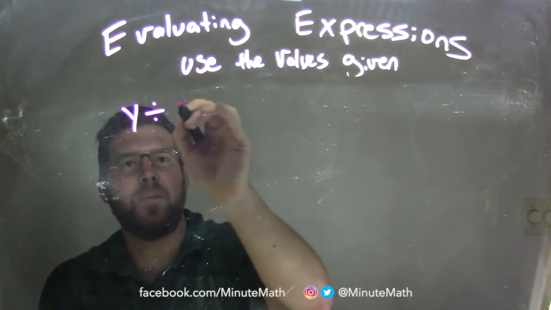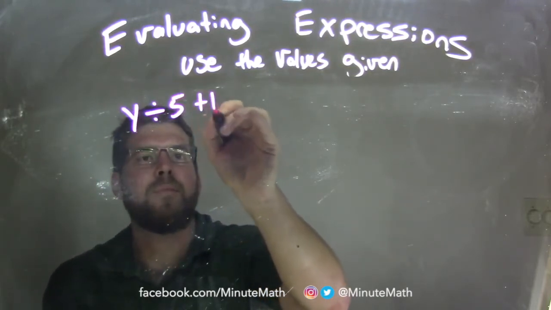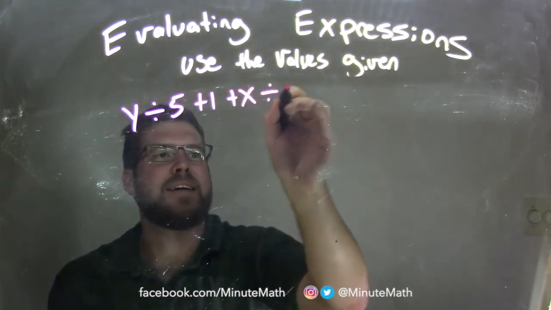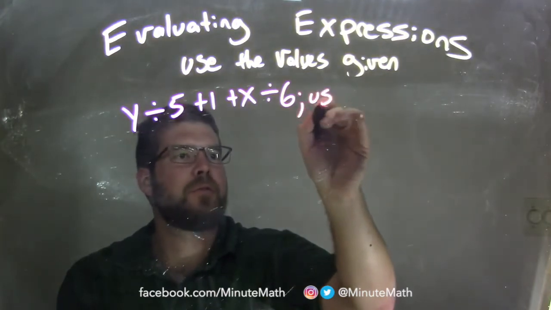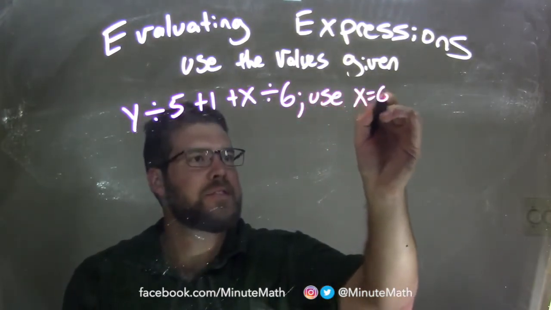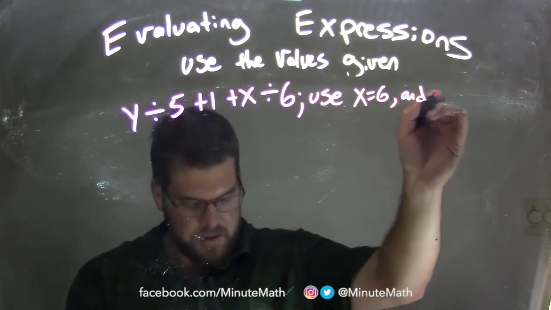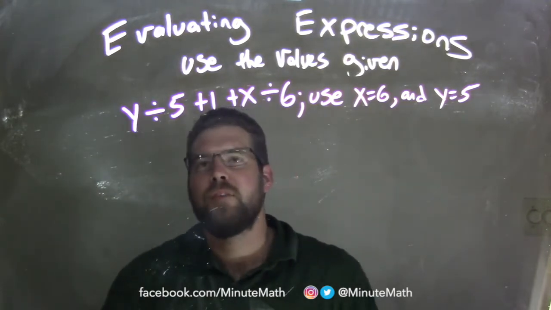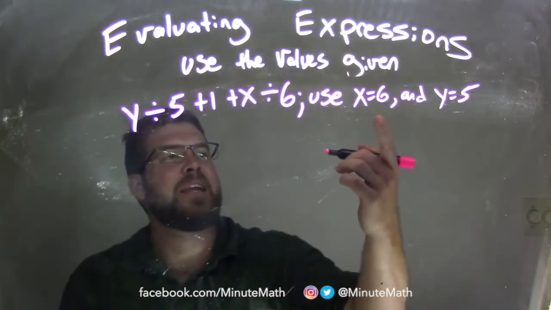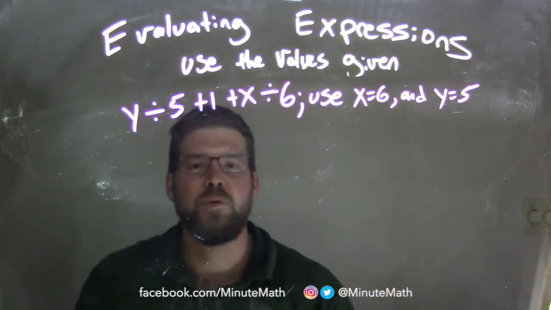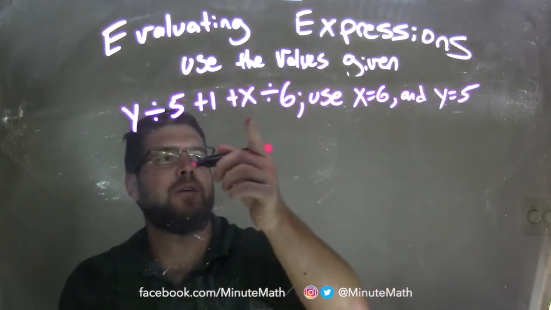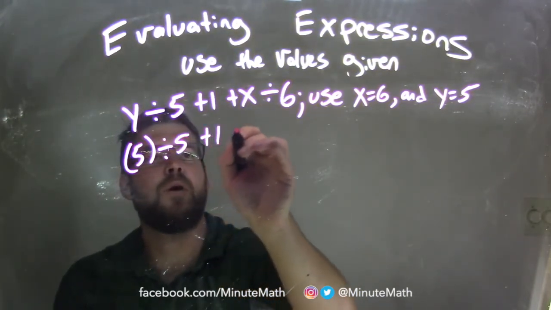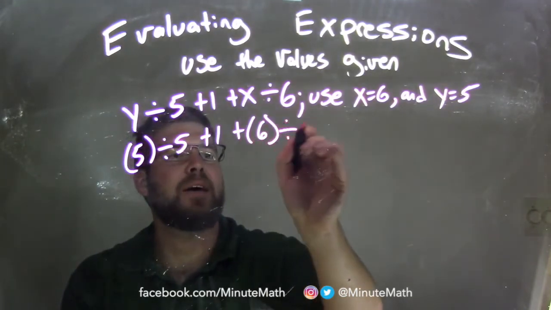Y divided by 5 plus 1 plus x divided by 6. And we're going to use x equals 6 and y equals 5. Okay. Well, y divided by 5 plus 1 plus x divided by 6, we need to plug in our x equals 6 and y equals 5. Well, if x is 6 first, so that goes in here, and y is 5, so this y here is 5 divided by 5 plus 1 plus x, which is 6, divided by 6.